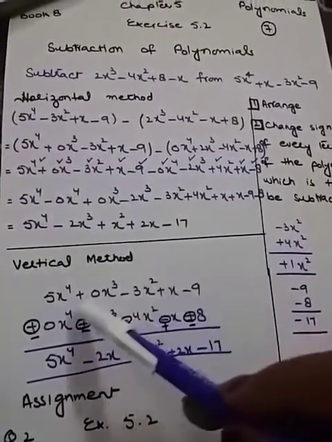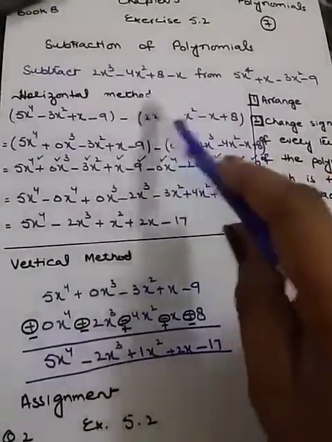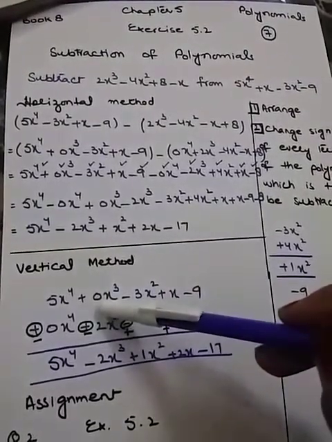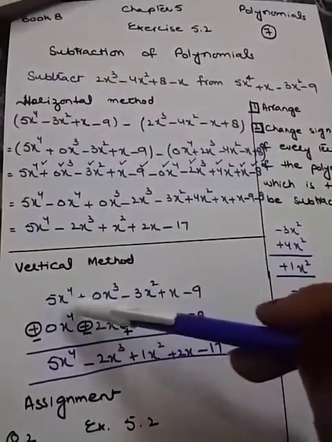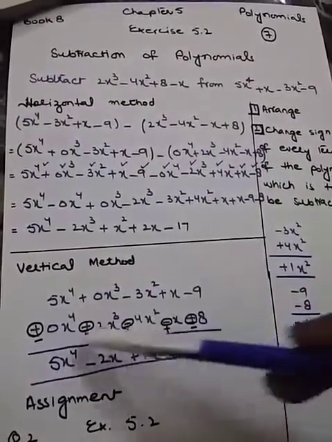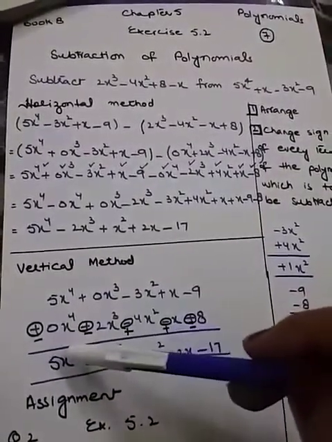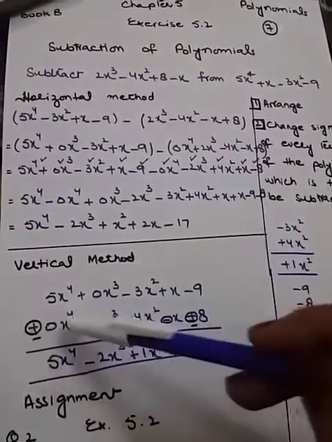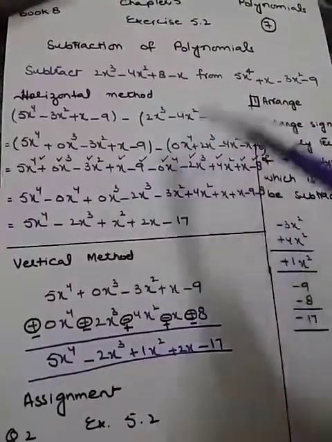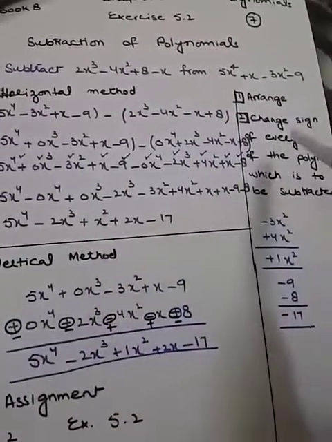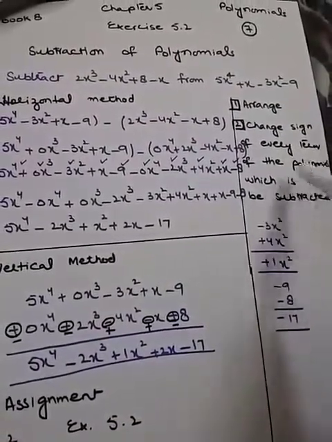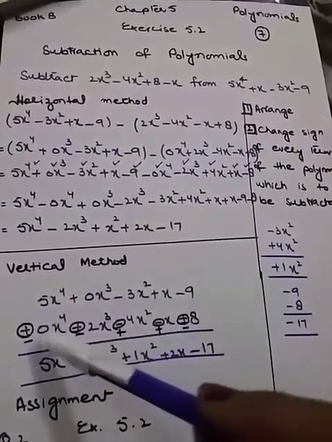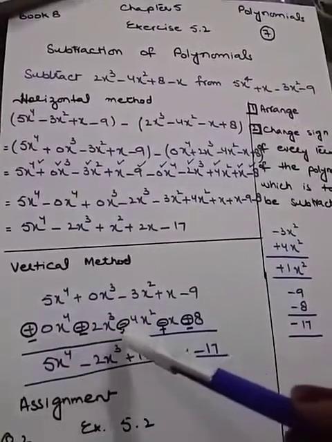Now the vertical method. For the vertical method you have to arrange these expressions and also write the missing terms, okay? So the missing term here is 0x³, and in the second expression the missing term is 0x⁴. Now in subtraction by the vertical method, what you have to do, the circled ones are the first signs of this polynomial. Now you have to change the signs of every term of the second polynomial which is to be subtracted. Now this polynomial is to be subtracted, so you are going to change the signs of each term.